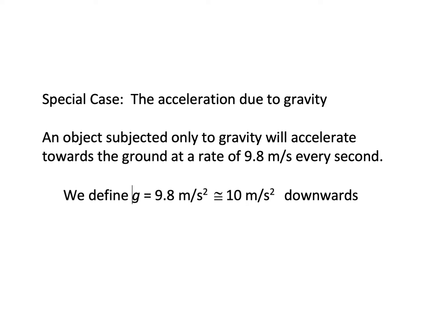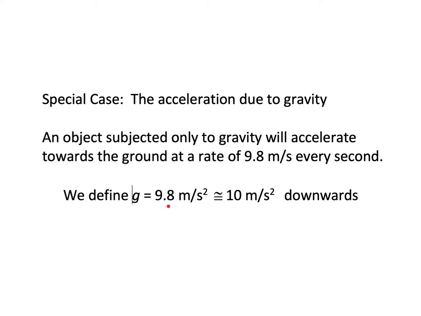So basically, the acceleration due to gravity is this. An object subjected only to gravity will accelerate towards the ground. That's its direction, because remember, acceleration is a vector. It's got to have a direction. So it'll go towards the ground at a rate of 9.8 meters per second every second. That is, we can define little g, we call it little g, for the acceleration of gravity. It's so important we give it its own letter. Little g is 9.8 meters per second squared.